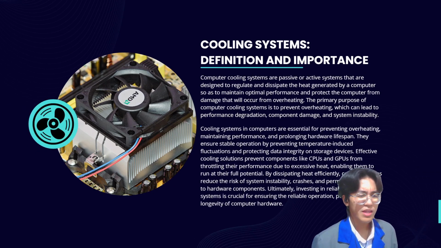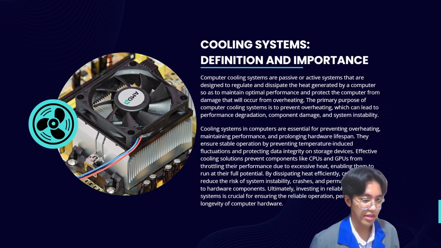First, what is a cooling system and what is its definition and importance? Computer cooling systems are passive or active systems that are designed to regulate and dissipate the heat generated by a computer so as to maintain optimal performance and protect the computer from damage that will occur from overheating. The primary purpose of computer cooling systems is to prevent overheating, which can lead to performance degradation, component damage, or system instability.